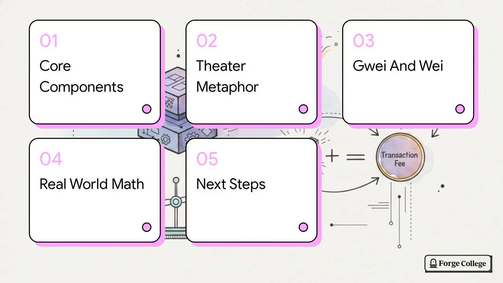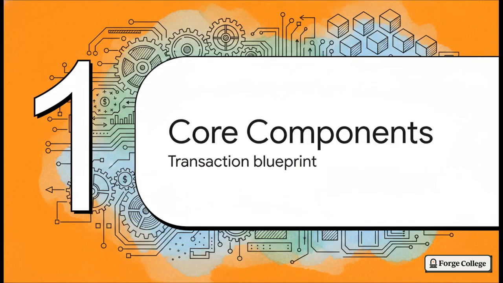We'll be quickly covering the core components, diving into a really helpful theater metaphor, demystifying gwei and wei, and finally doing some real-world math. All right, Section 1, Core Components of Fees. Let's unroll the transaction blueprint and break a fee down into its three measurable parts.